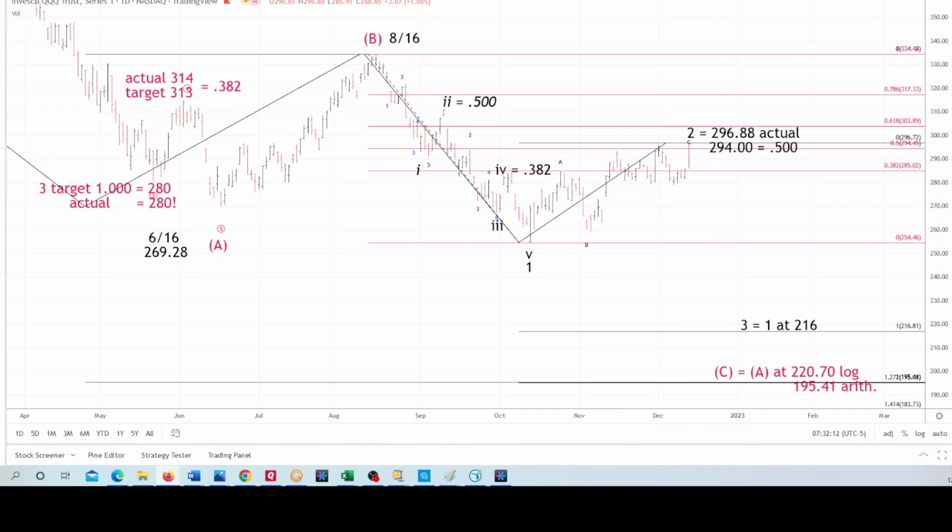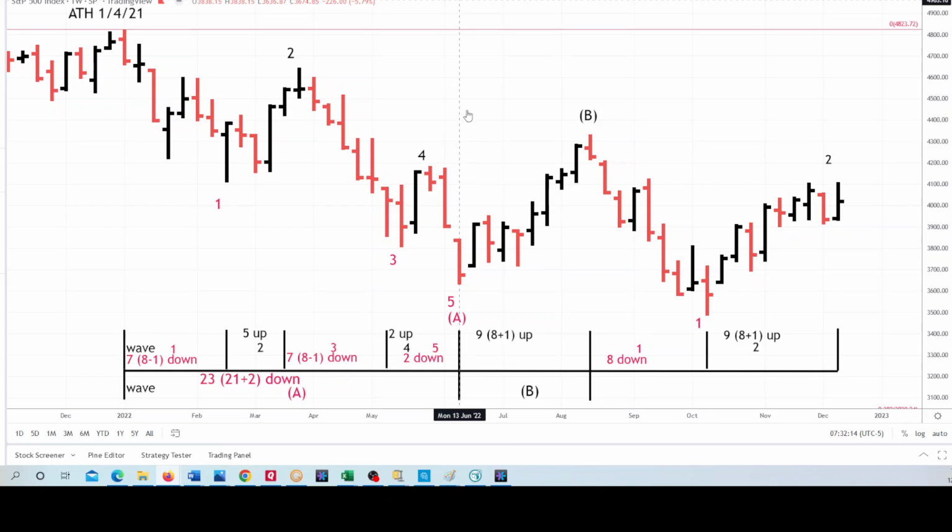Okay, let's move on to the S&P 500 cash market. We're looking at a weekly chart here. There's the all-time high in January of '21. We've got a 1 down. All the downs are in red and all the ups are in black. 1 down, 2 up, 3 down, 4 up, 5 down for the larger wave A. And this is shown mostly for time on a weekly scale.